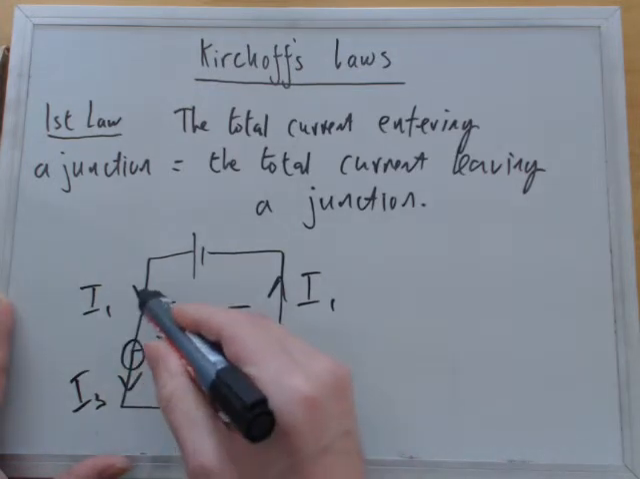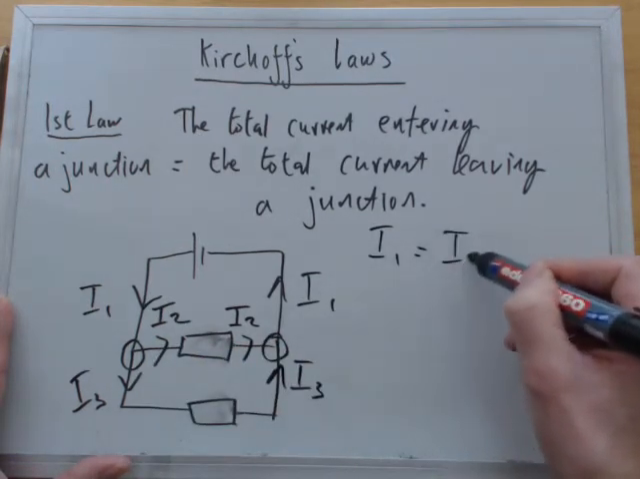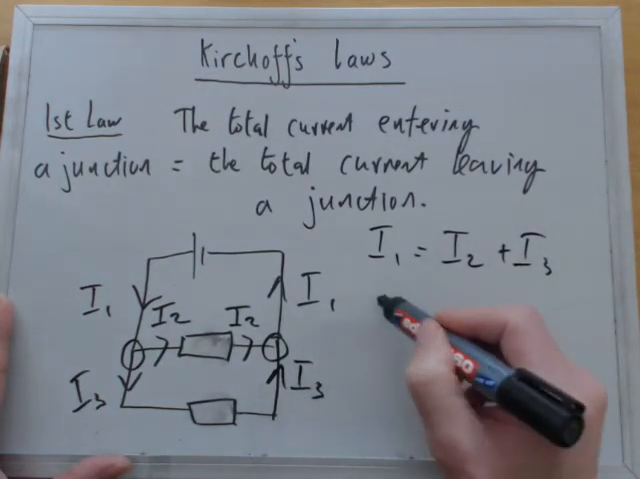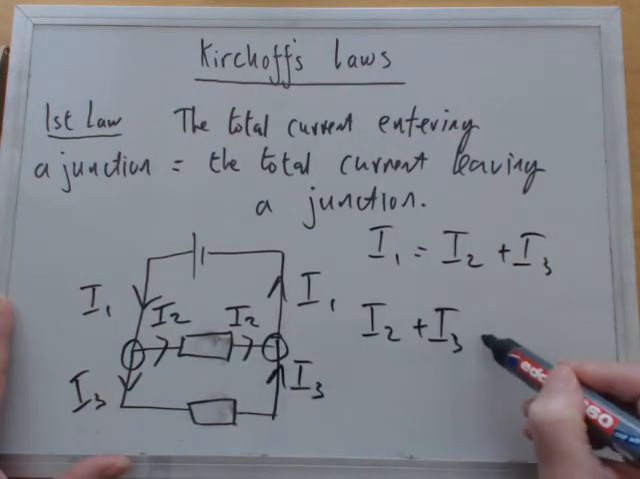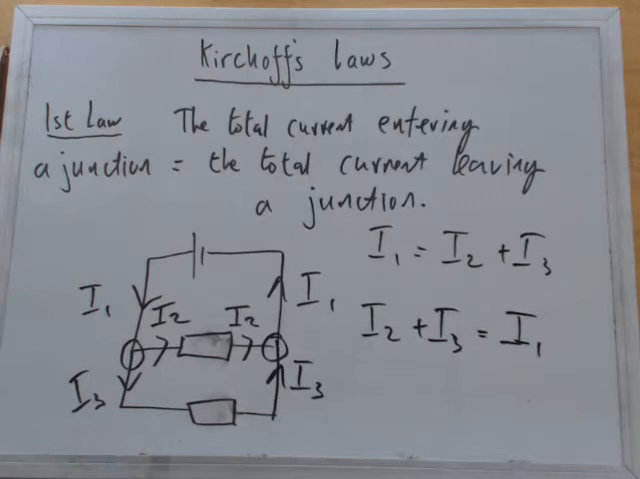So if we look at this case here, we have I1 is equal to I2 plus I3 at the junction, and here we have I2 plus I3 is equal to I1. Okay, so as you can see, the total current entering the junction I1 is equal to the current leaving, I2 and I3. I1 equals I2 plus I3, but similarly when they join back up again, you add them together and that gives you I1. So that's a simple way of looking at Kirchhoff's first law.